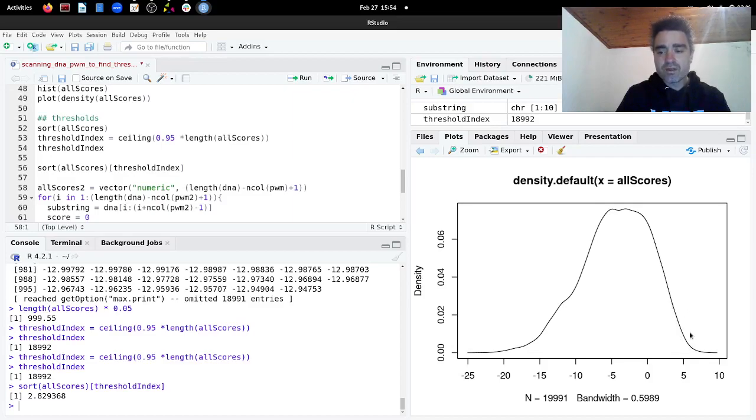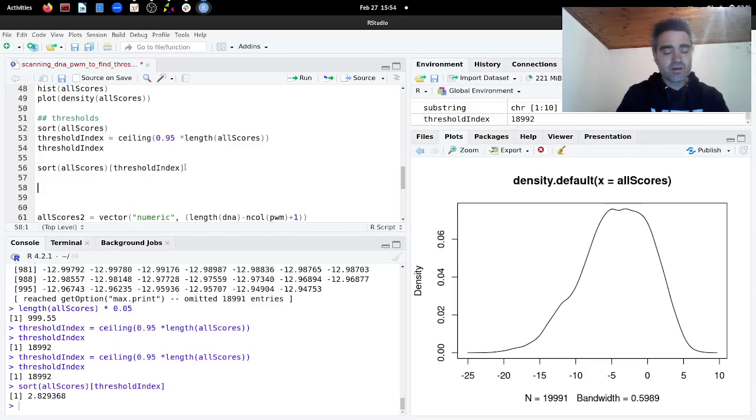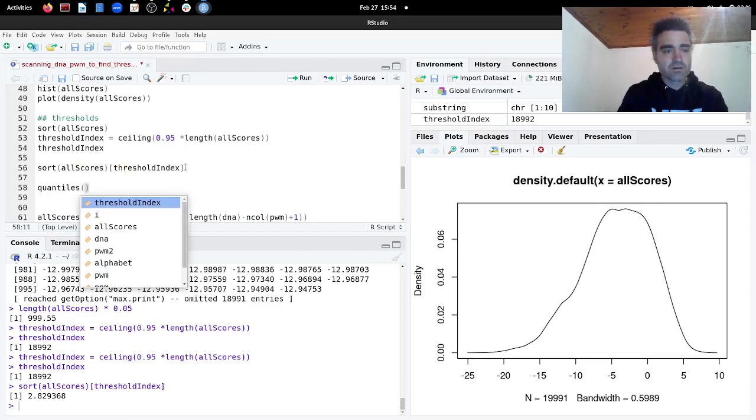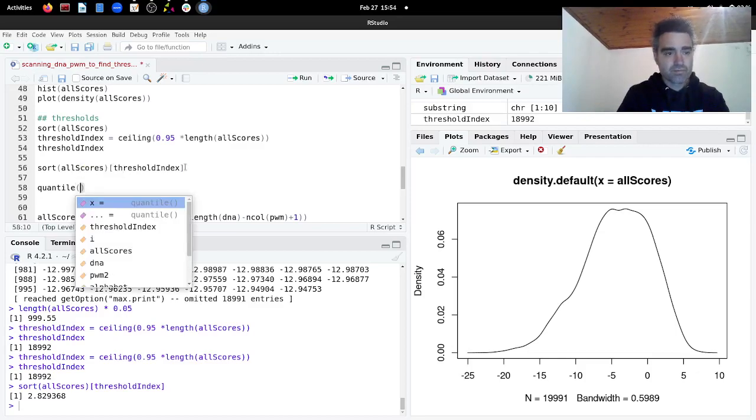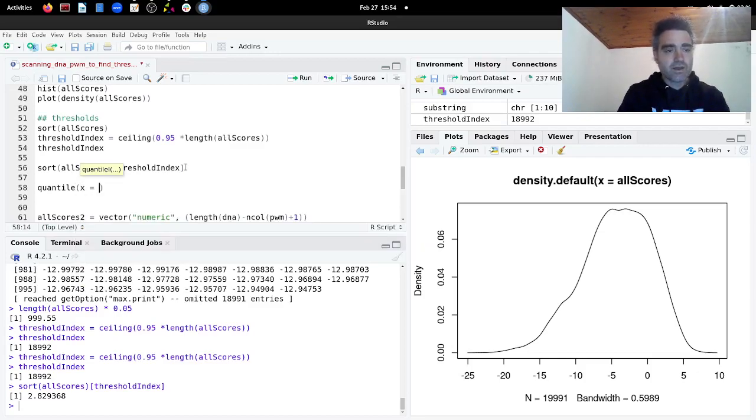Or in other words, if I have a value which is greater than 2.8, this will lead me to reject the null hypothesis and accept the alternative. So this is a manual way to find the threshold. Another one is to use the quantile function. Yes, quantile, and the vector is all scores. I don't need to sort it now, and I'm interested in the 0.95 probability.